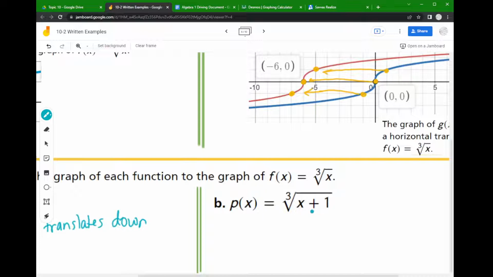Here, this plus 1 is inside of the cube root house. It's underneath the radical. So it's an h value. And so when you get an x plus h, it's going to translate opposite to what you think. So that plus 1 feels like it should go to the right, but it actually translates to the left.